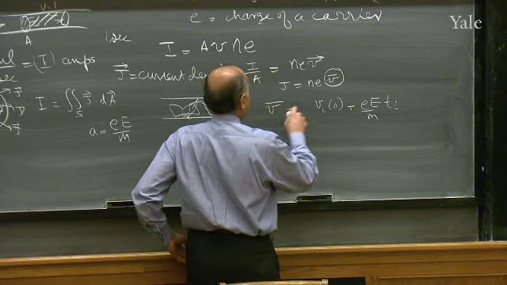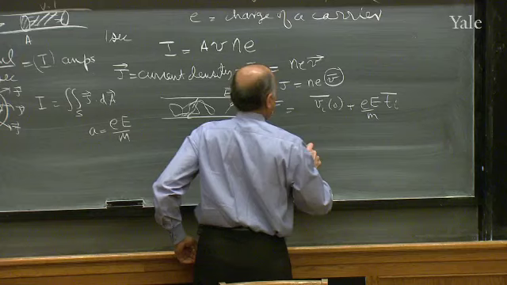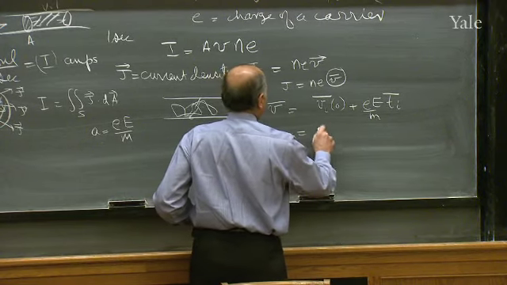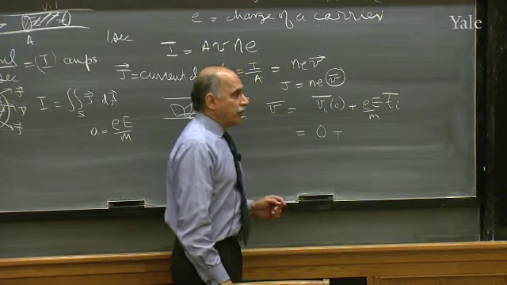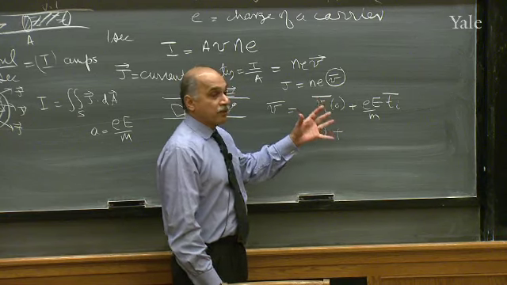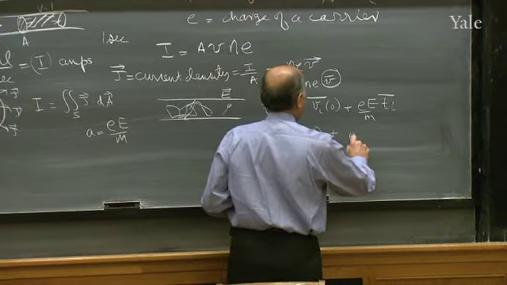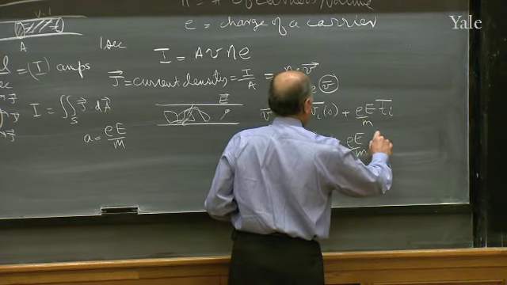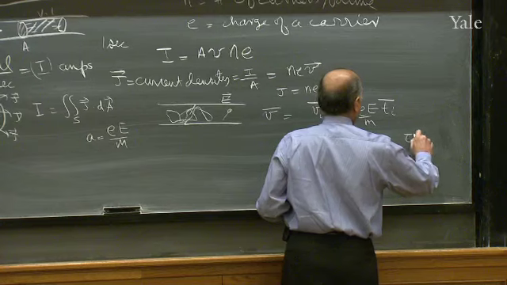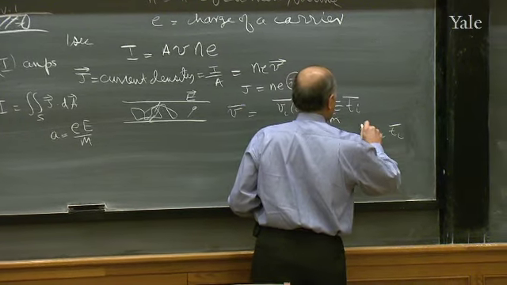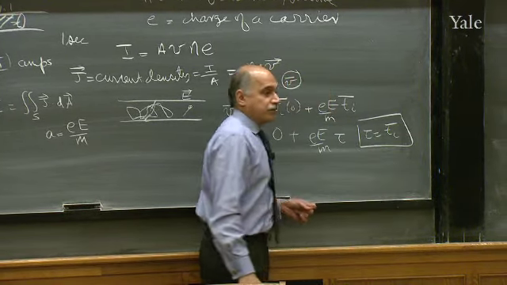Therefore, the average velocity, which you find by averaging everything, has the following property. The first one will give you 0. If you average over all possible initial velocities, they'll be 0 because they're pointing in random directions. So what you really need is E over m times some tau, where tau is the name for the average time since the last collision.